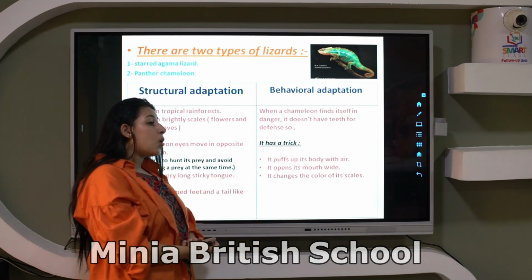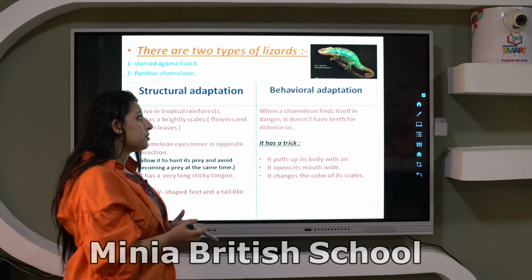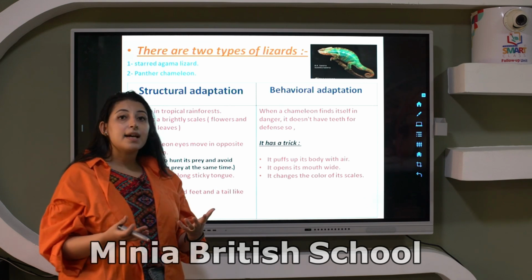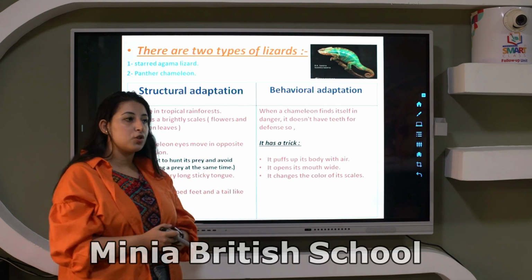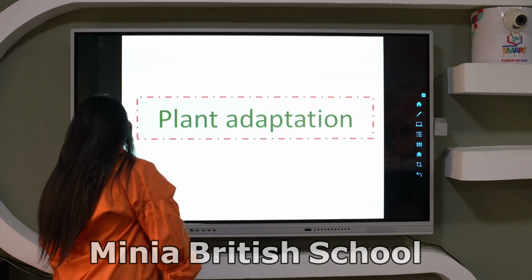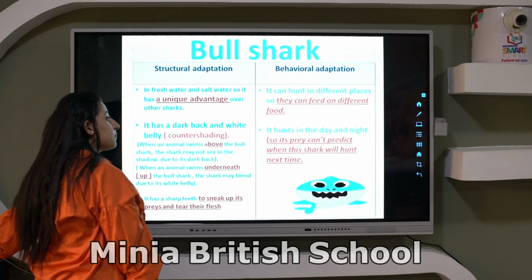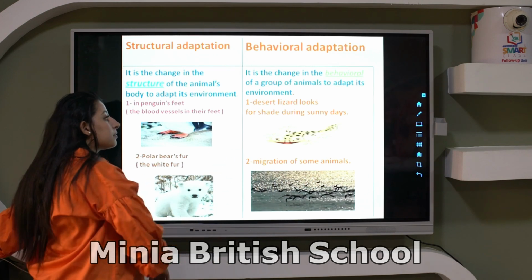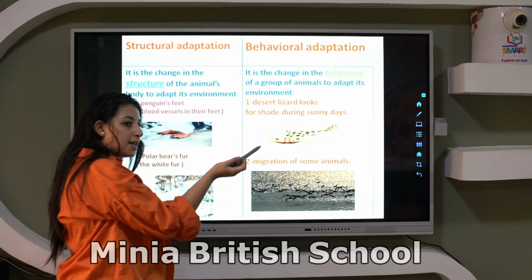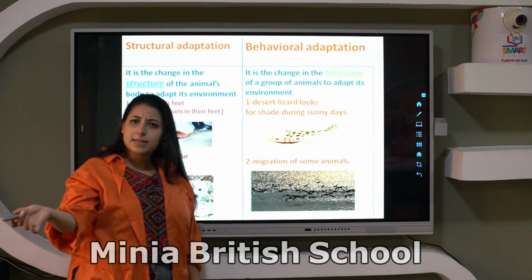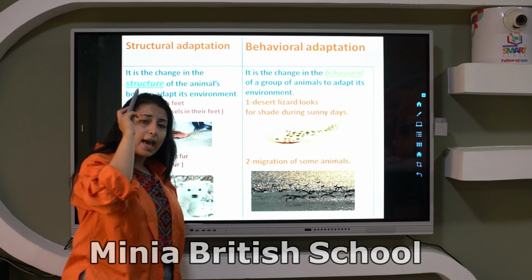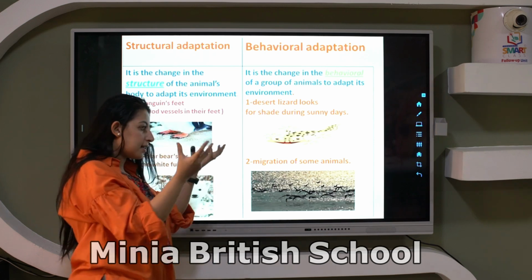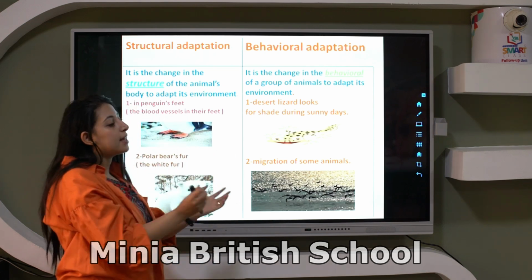What about animals? All animals can use behavioral adaptation. For example, we will talk today about the chameleon, the bull shark, and many new animals. You will love them so much. But we said yesterday, the starry gamma lizard searches for a shaded area to keep its body cool, right? It did it by itself. It used its brain. All living organisms, such as animals and humans, have a brain. Why? To think and do their behaviors.